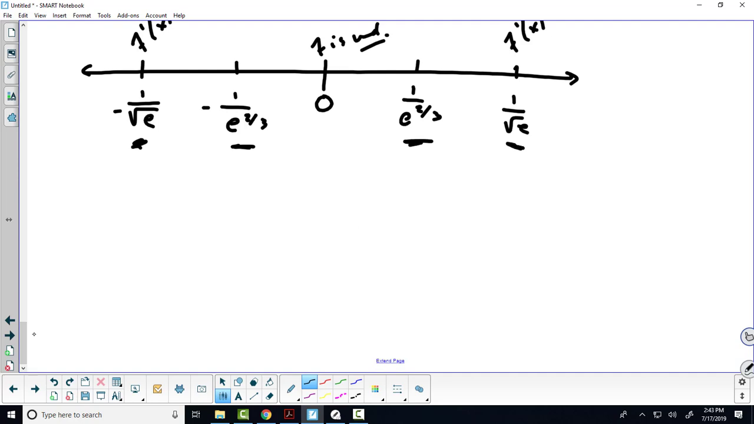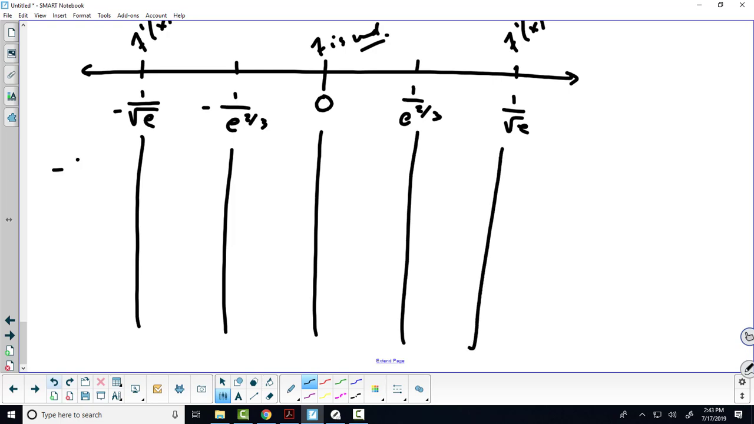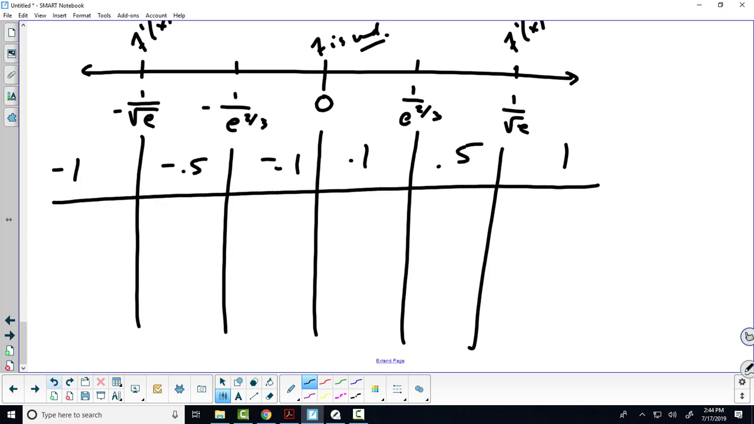Okay, so I can now take test points on all sides of those. So let's go ahead and do that. Okay, so we could take, for instance, -1, -0.5, -0.1, 0.1, 0.5, and 1 as our test points. And then we can determine, well, we'll first determine the intervals for which we're increasing and decreasing.